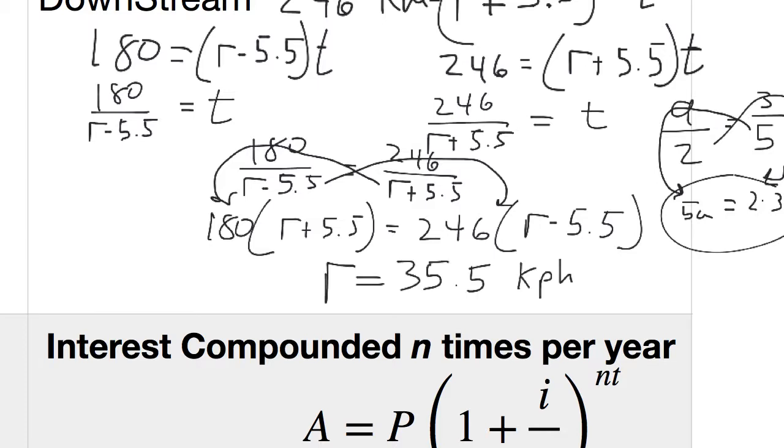And after doing a whole lot of distributing and subtraction, combining like terms, and then solving the equation, you eventually get the rate, the speed in still water, is going to be 35.5 kilometers per hour.